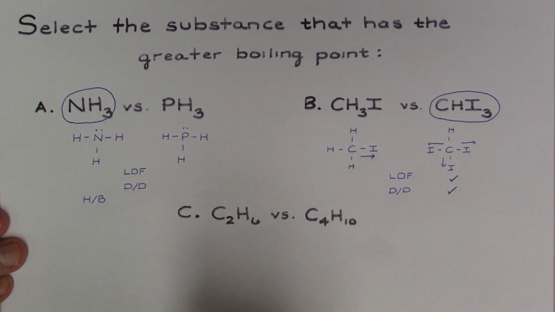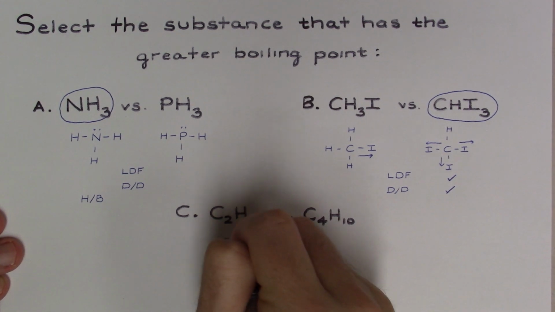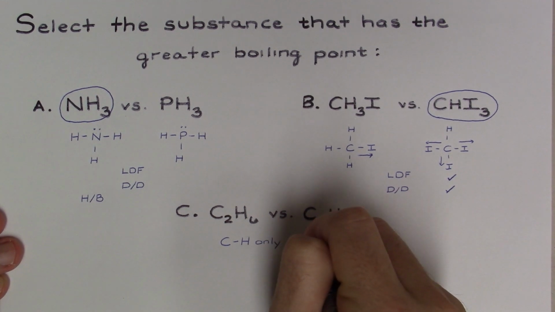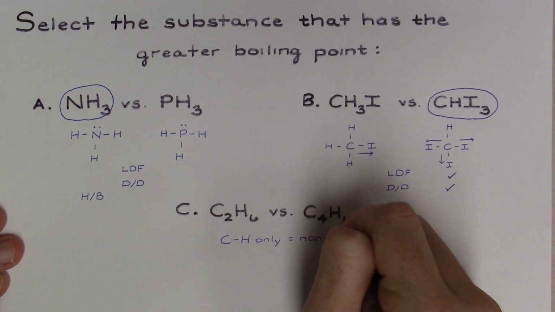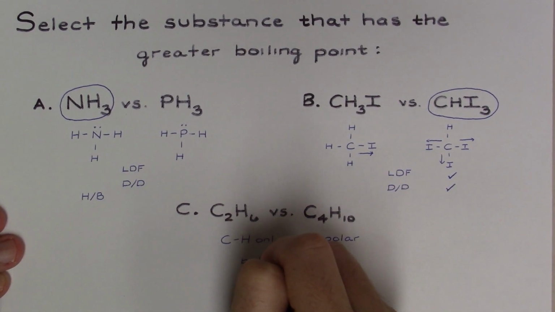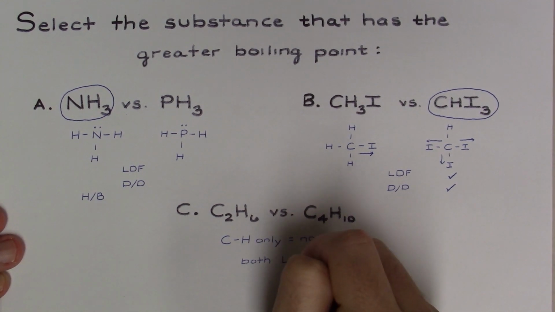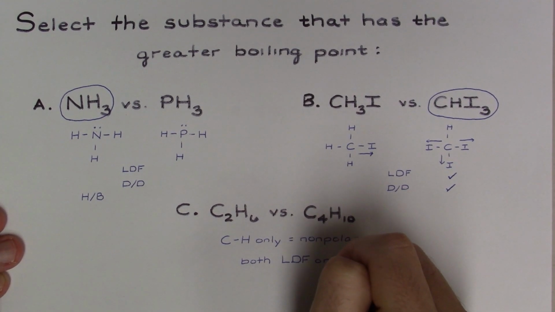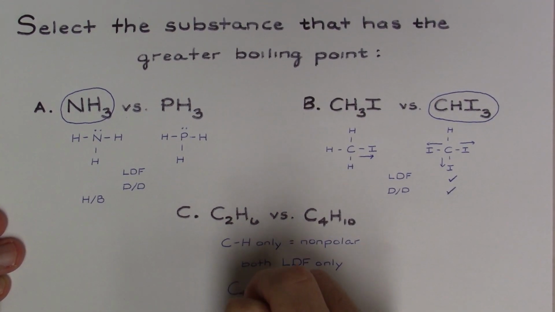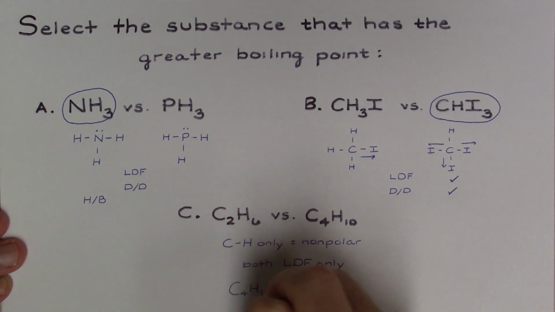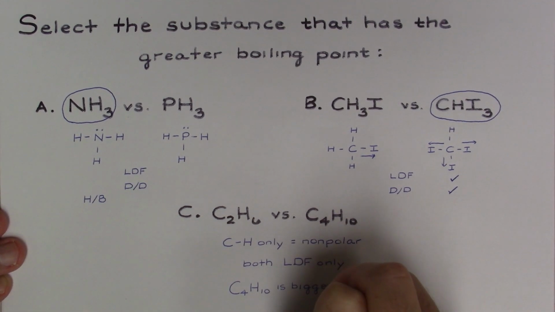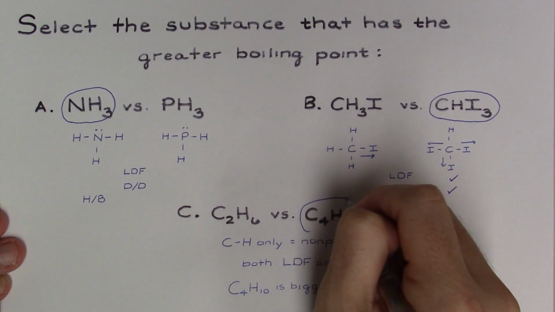Now for example C, we have C2H6 versus C4H10. Just like we had in the first example, our carbon and hydrogen only species must be nonpolar. That means it cannot hydrogen bond or have a dipole. This means that it has London dispersion forces only. So now how do we break the tie? C4H10 is going to be larger. It has more electrons, it has a greater polarizability. Therefore, we are going to have greater London dispersion forces with the larger molecule. In this case, we now get C4H10 as having a greater boiling point.